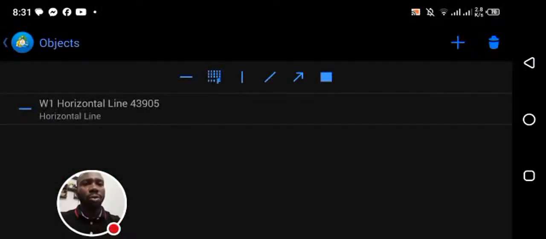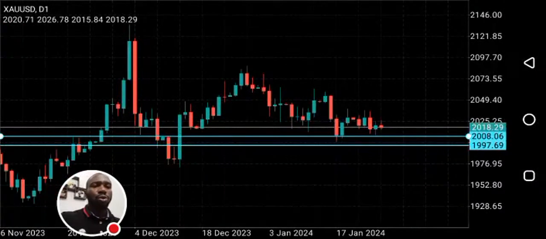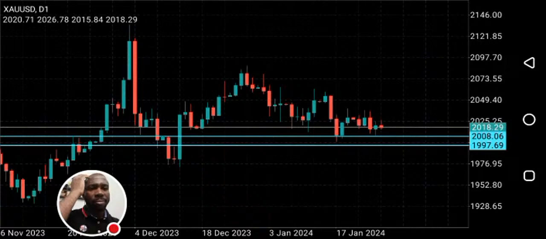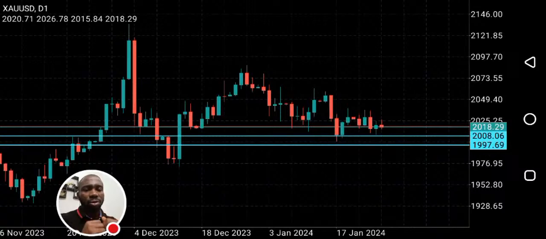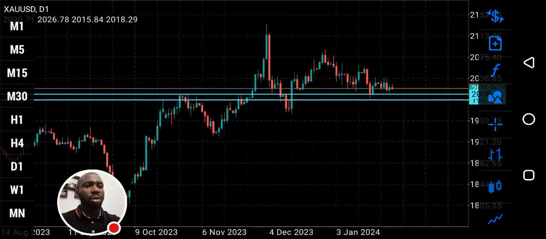You could also work with this support. So you should wait for a candle to close below that support zone before you sell. That's my take on gold. If you are considering selling, wait for that demand zone or that support zone to be cleared. Wait for that zone to be broken before you sell. That's my take on gold.